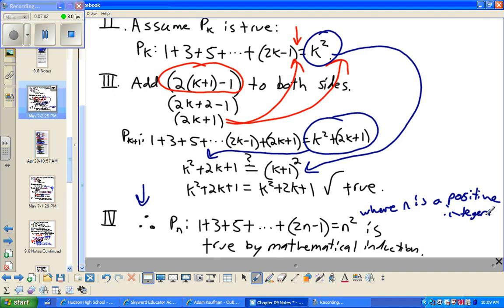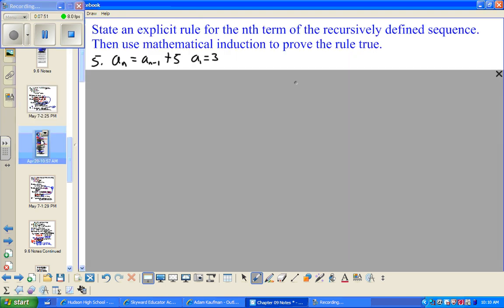All right. So numbers 1 through 4 and 9 and 10 all use this type of logic when working through your proof. Number 5 in your homework, the instruction was state an explicit rule for the nth term of the recursively defined sequence. Then use mathematical induction to prove the rule. So in looking at this, you should see, if you know that a sub n equals a sub n minus 1 plus 5, and a sub 1 is 3, you should recognize this right here as an arithmetic rule to get an arithmetic sequence, since you're adding that d, that 5.